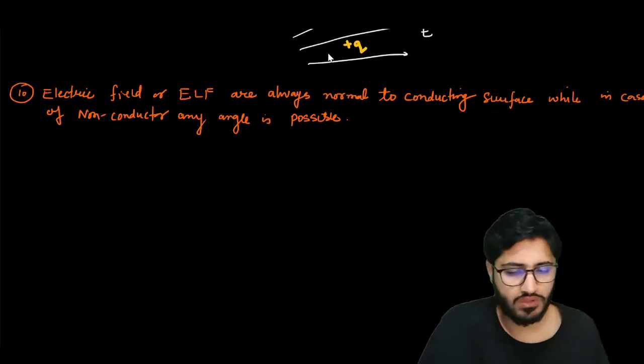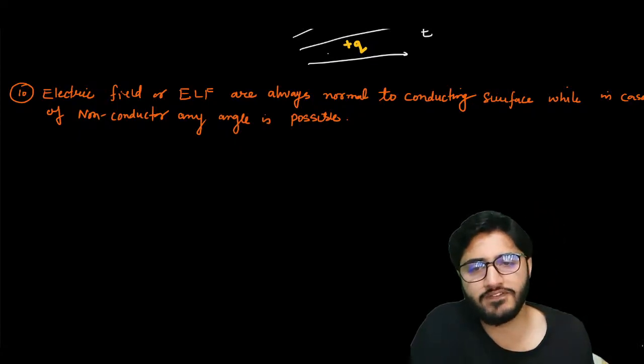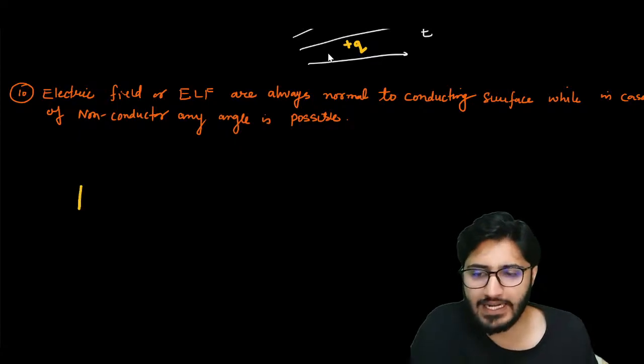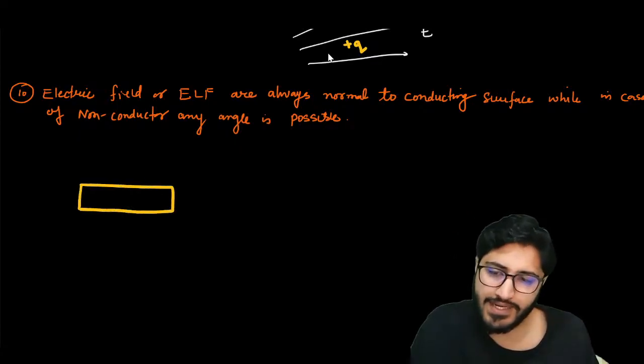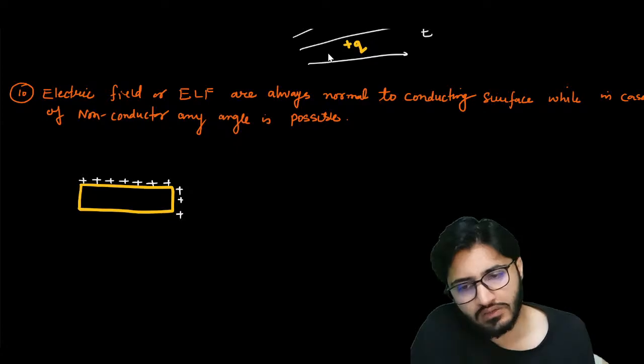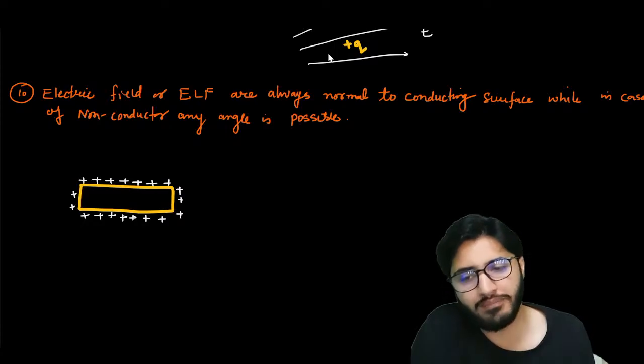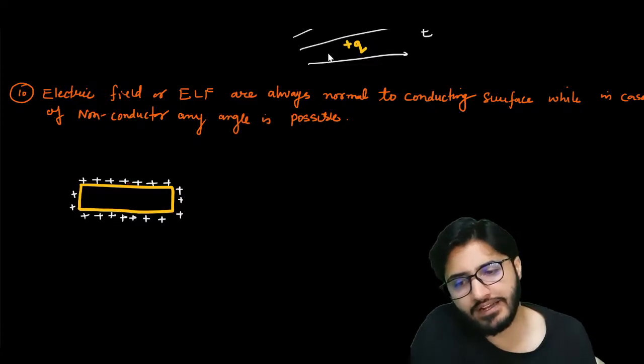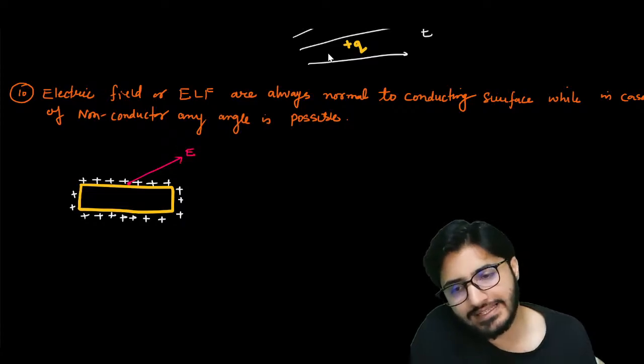The reason behind it is, if we have my conductor surface like this, this is my conductor surface. We know that at the surface we have charged particles. These positive signs represent electric charges on the metal slab. Now, if my electric field is not perpendicular, my electric field is in this way, making some angle theta on the surface.